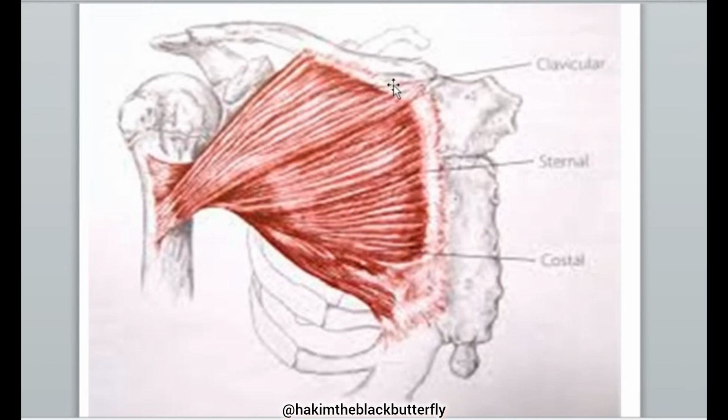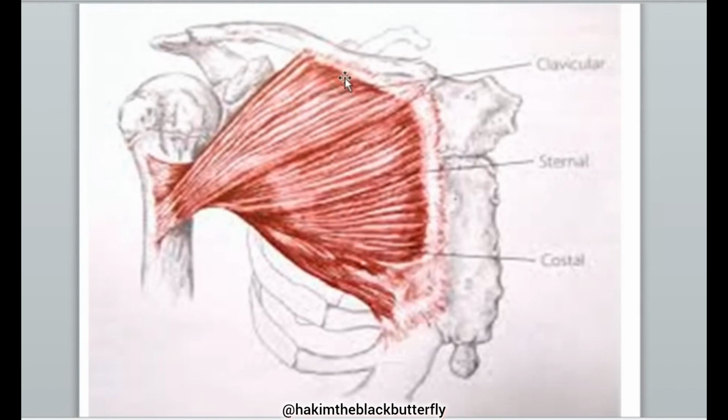This bone is known as the clavicle. So we are seeing some of the fibers of pectoralis major originating from the clavicle. And this is the sternum. So we are seeing some of the fibers originating from the sternum. So this muscle has two origins: the medial third of the clavicle and the sternum.